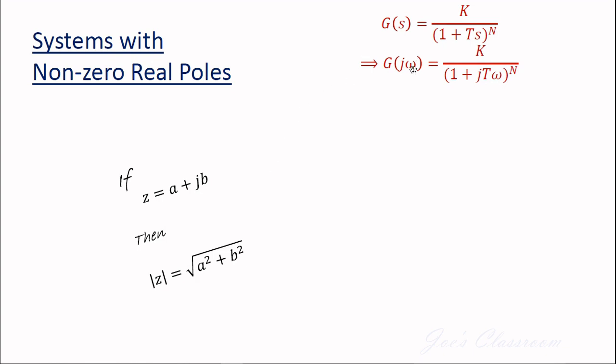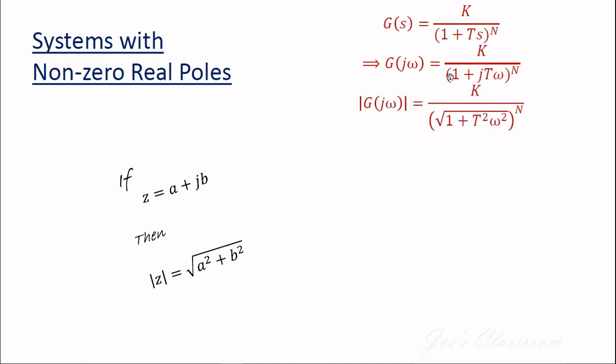To get the magnitude and phase, I should find the magnitude of the numerator and the denominator separately. The numerator is a constant K, and therefore its magnitude is K. However, in the denominator, we have a complex number. We know that if I have a complex number in the form a + jb, then the magnitude of the complex number is the root of a squared plus b squared, where a is the real part and b is the imaginary part.